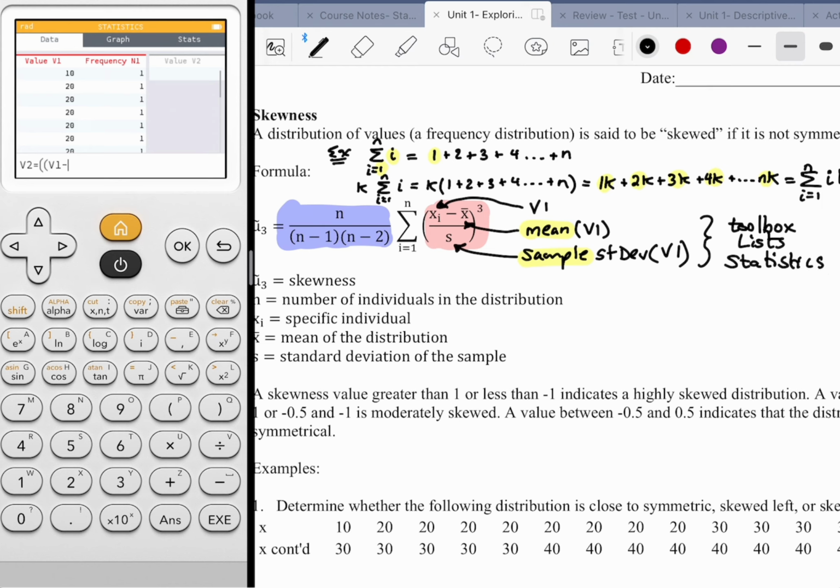So toolbox, if you come in from scratch, you'll have to go down and find lists and then go to statistics. The good news is it's going to keep that place, so the next time you go in the toolbox, it's going to bring you right there. So mean. Now we're doing V1, so shift alpha V with a 1.